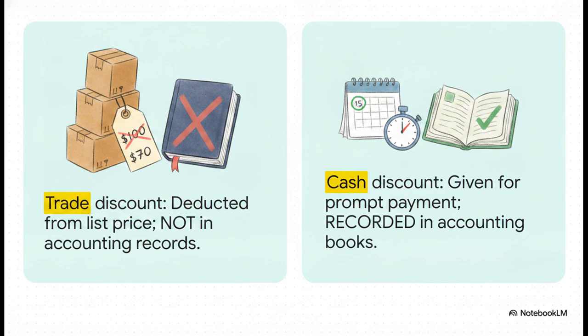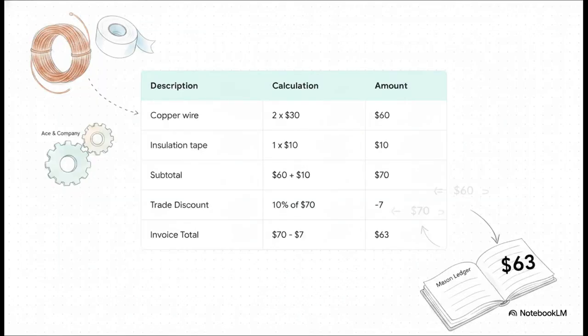The cash discount, on the other hand, is a totally different beast. This is an incentive given to customers for prompt payment, like taking 2% off if you pay within 30 days. Since it completely depends on when the customer pays, it absolutely must be recorded in the books of account. Let's see how this plays out in a real-world scenario.